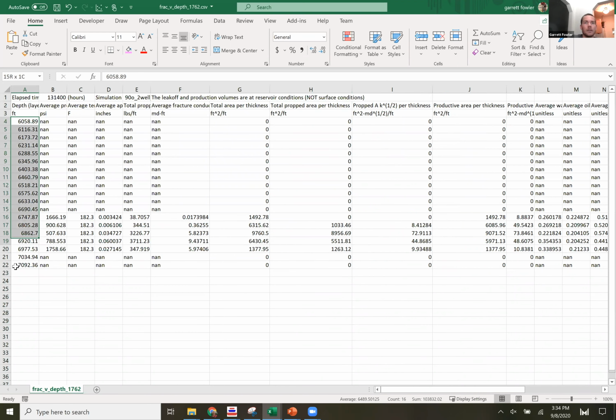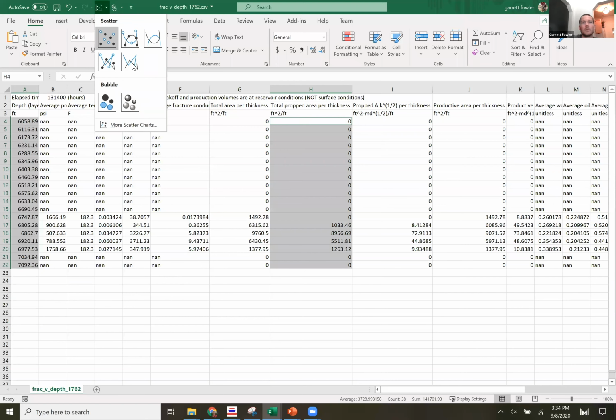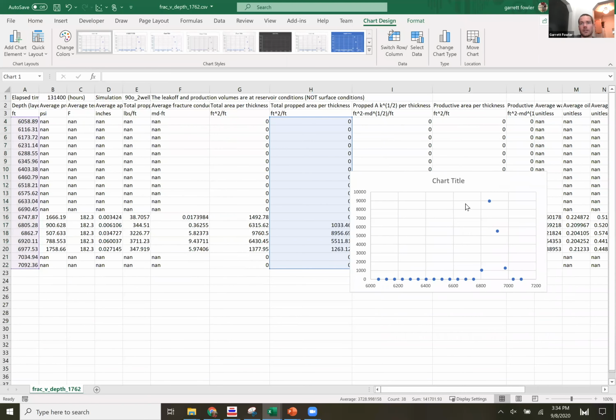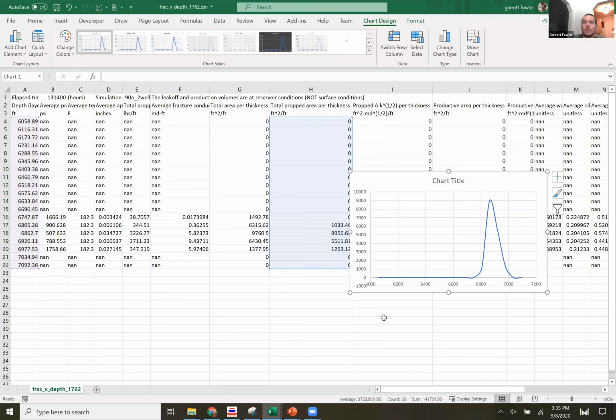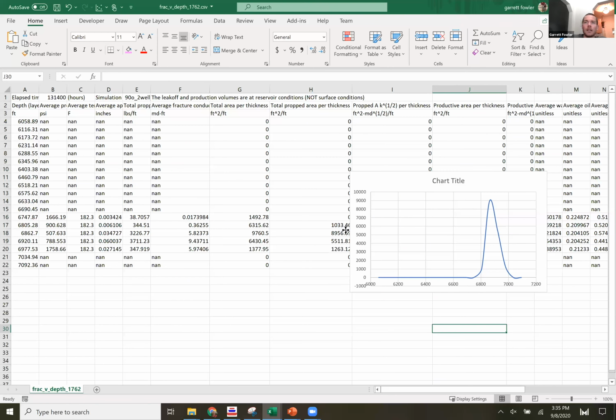So I can very quickly make a plot, and of course this is turned 90 degrees. So this is going up toward the surface as we move to the left along the x-axis. And we can see where the dominant fracture area is being created. And make that a line plot to make that a little bit more clear.